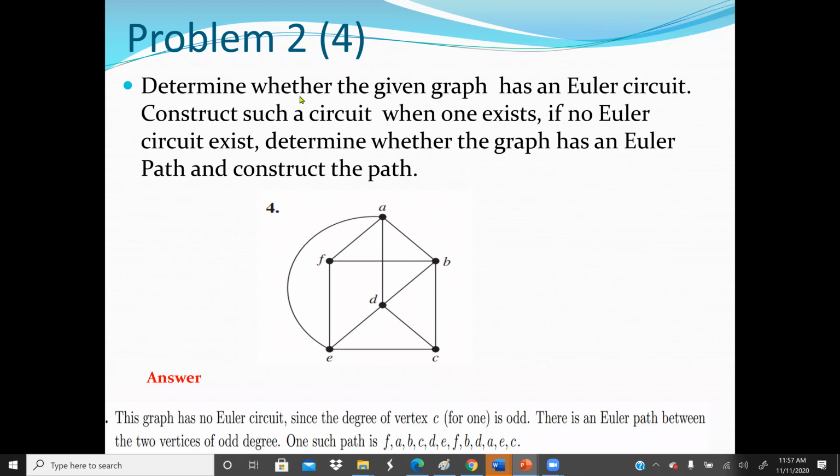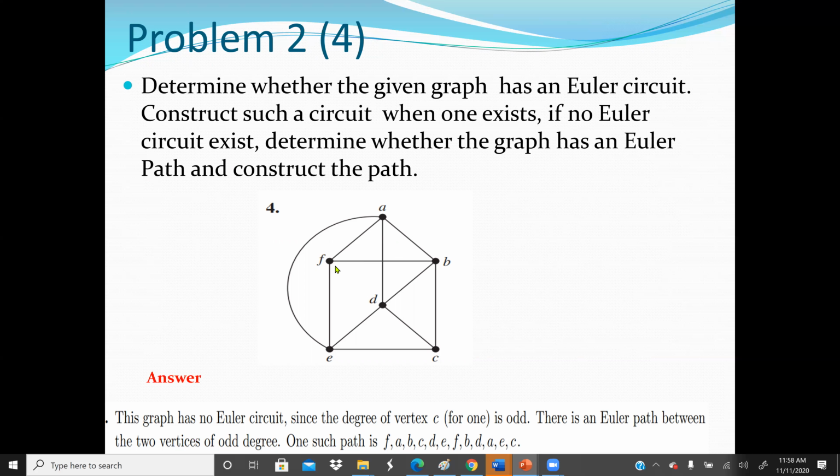The second question says, determine whether the given graph has an Euler circuit, then we should construct such a circuit when one exists. If not, we should check if we have an Euler path, and then we construct it. So first, let's see if there's a circuit. F is 3, 1, 2, 3, so we stop. Euler circuit means all the degrees of the vertices must be even, 2, 4, 6. Here we have 3, so there's no Euler circuit. Now let's see if we have only two vertices with degree 3, odd.